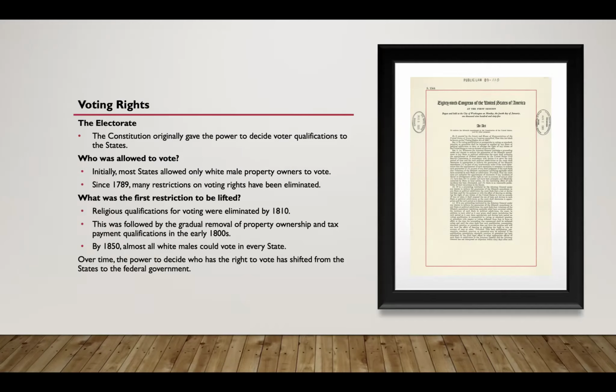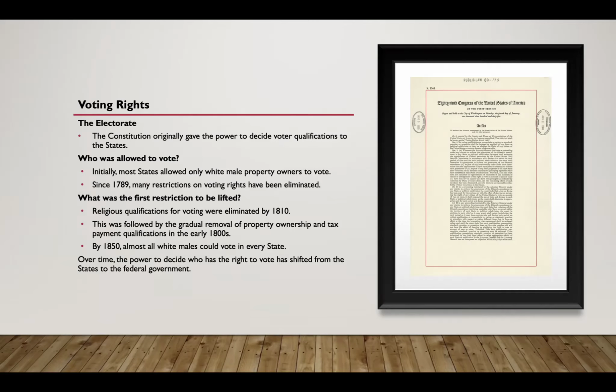Let's talk about the electorate. The Constitution originally gave the power to decide voter qualifications to the states. Who was allowed to vote? Initially, most states allowed only white male property owners to vote. Since 1789, many restrictions on voting rights have been eliminated.